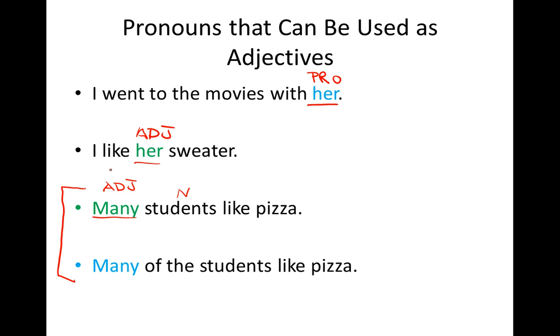Look at the next sentence. Many of the students like pizza. In this sentence, many is followed directly by the word of. The of becomes a wall, and many can't cross the wall to describe students. Another way to look at this is that many stands alone on one side of the wall and therefore is a pronoun.